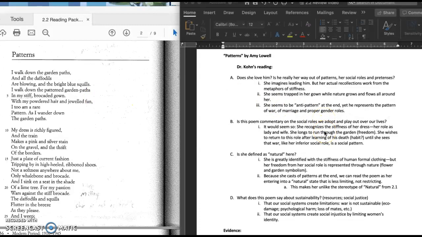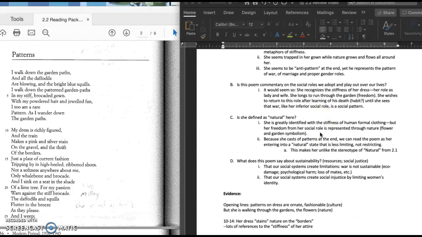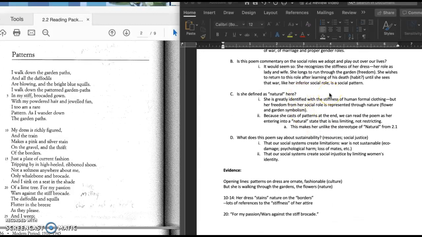He represents the pattern of war, of marriage, of proper gender roles, right? Is this poem commentary on the social roles we adopt and play out over our lives? It would seem so. She recognizes the stiffness of her dress, her role as lady and wife. She longs to run through the garden. We can just call that freedom, I think, or having no limits through social role, through her gender.